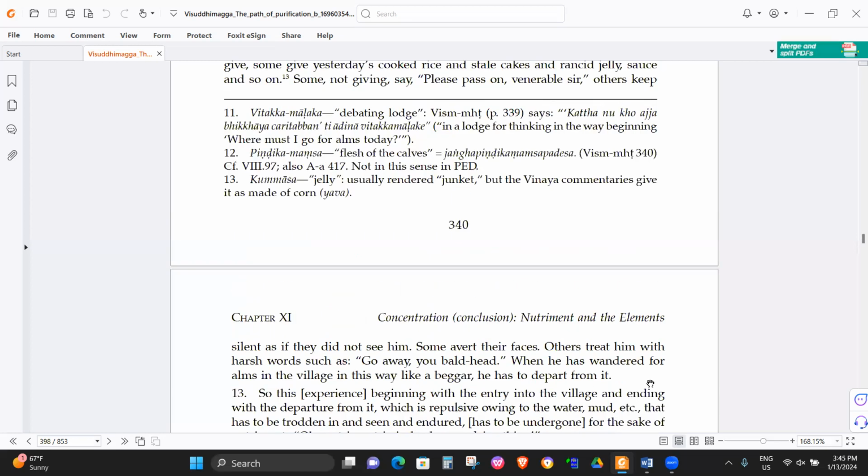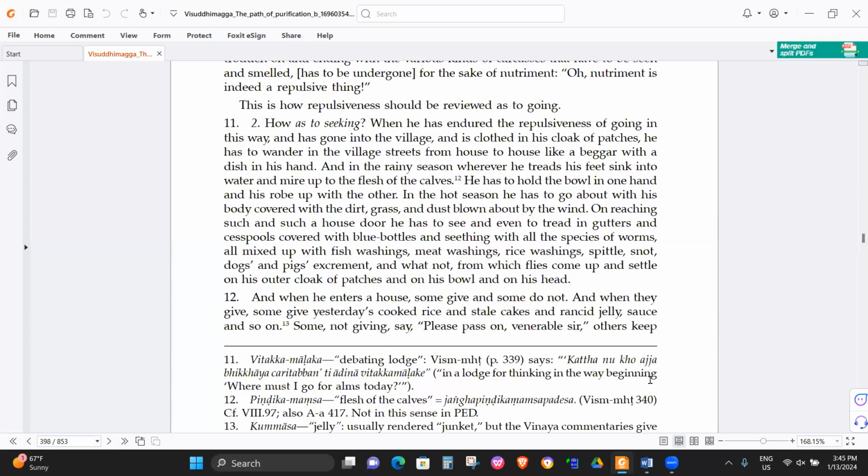Okay, from these two paragraphs, do you understand how you see the seeking of nutriment as repulsive? Can you just sum up in maybe one or two sentences? I think it's just the challenges that he has to go through in order to get the nutriment. And the conditions are not so good. So he is here to seek the food.